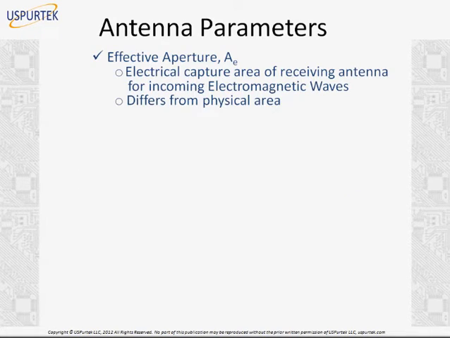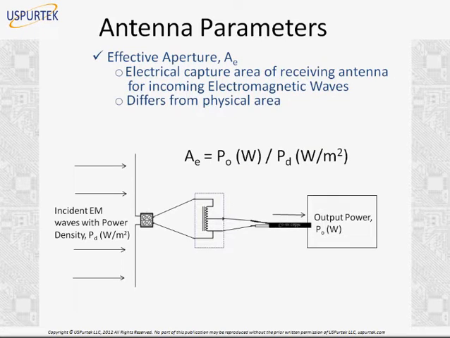Now let's move on to the next one: effective aperture. This is the electrical capture area of a receiving antenna for incoming electromagnetic waves. The physical size of an antenna will be, say, 2 meters wide or 3 meters wide, but that does not define the real electrical aperture. The electrical area that the antenna uses to receive or transmit will typically be bigger than that. Mathematically, we define it as the ratio of the output power that we get out of the antenna to the incident power density, in watts per meter square. Make these measurements, and the result is an area which gives you the effective aperture, and it definitely differs from the physical area of the antenna.